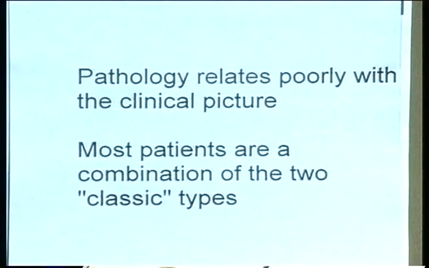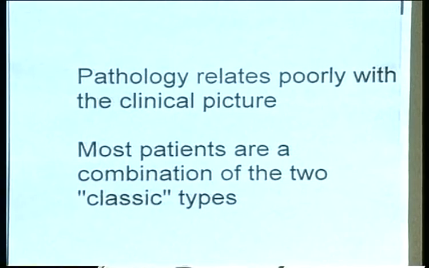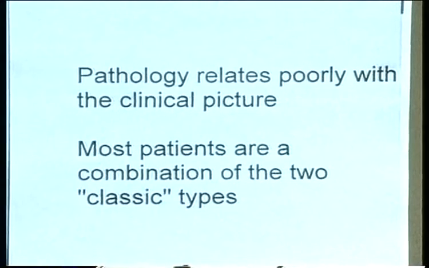Now, having said that about the two types, the pathology that's actually found doesn't relate very well to the clinical picture, but there is some clinical application to it. And most patients are a combination of the two types. In other words, bronchitis and emphysema go together to give what we call chronic obstructive airways disease.